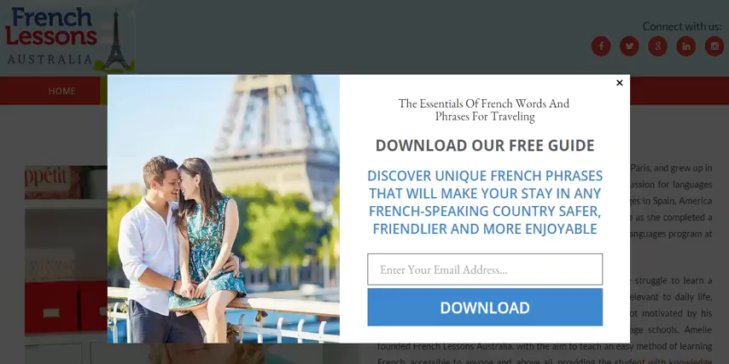In terms of making the copy stronger, I would think about what is the worst case scenario where these phrases could come in handy, and also the best case scenario. What's going to make their stay particularly spectacular, what's going to help them from a potentially dangerous or unpleasant situation. And you can reference that in the copy.